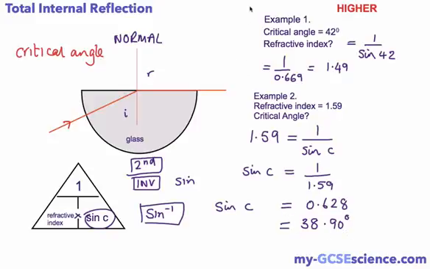So everything that we've got on the right hand side here, where it says higher, is all required for the higher tier. Everything on the left hand side, the idea of critical angles and total internal reflection, is on the foundation paper, but you do need to know this for both papers.